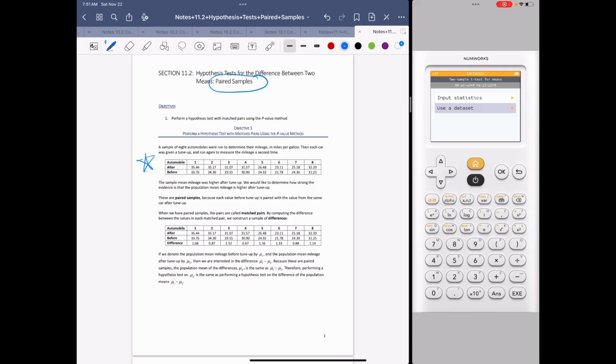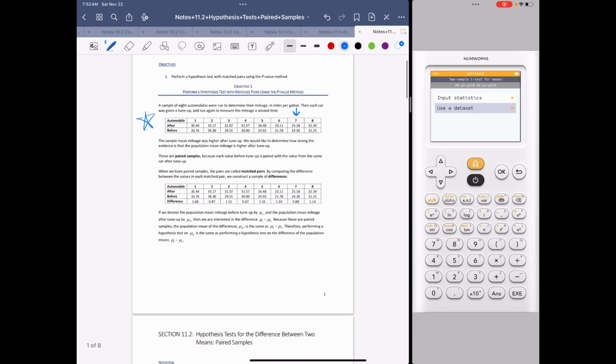So if you notice, I've got 8 cars, after and before. This is matched pairs. We're going to match each car with itself. Like we're going to compare car 7 to car 7, and we're only going to look at the differences. These are paired samples because each value before tune-up is paired with a value from the same car after tune-up. When we have paired samples, the pairs are called matched pairs. By computing the difference between the values in the matched pair, we construct a sample of differences.